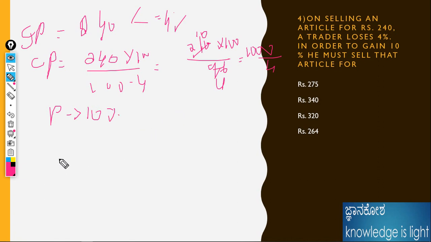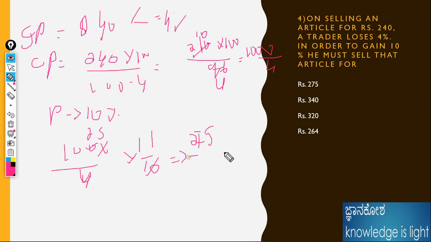Then SP is equal to the CP with 10% profit, which should be 11 by 10, isn't it? Therefore 11 cancels, and 25 into 11 is 275. 275 is the answer for this question.